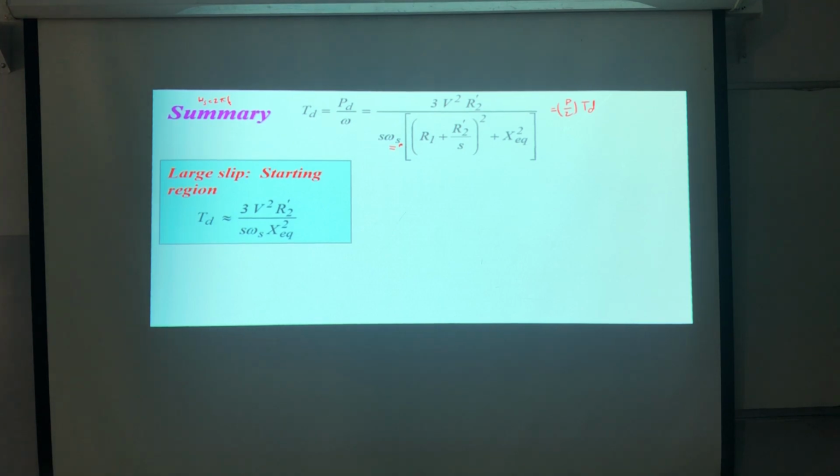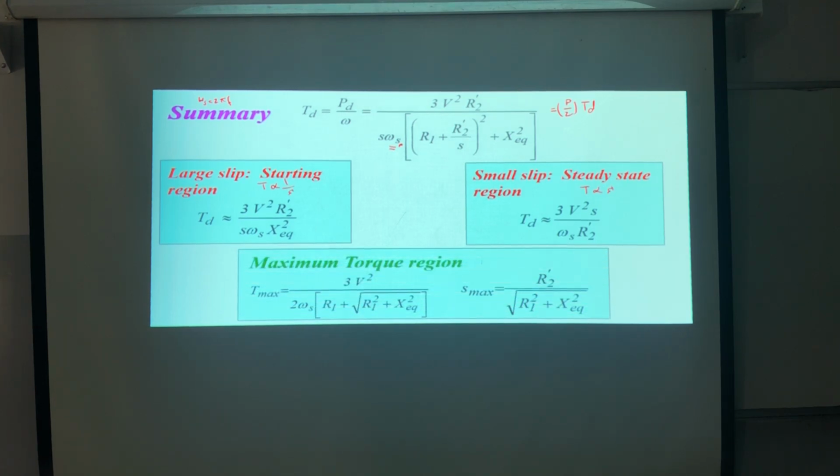Now, we have the large slip region, which is the starting region, or the nonlinear region, or the unstable region, which means that the torque can be approximated in the following relation. Here, the torque is inversely proportional to 1 over S. And we have the small slip region, or the steady state region, or the linear region. And here the torque is proportional to this. And I need the maximum torque and the maximum slip.